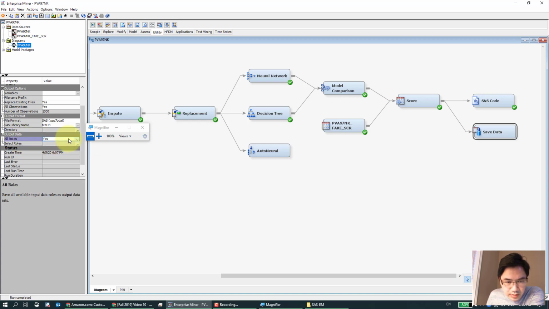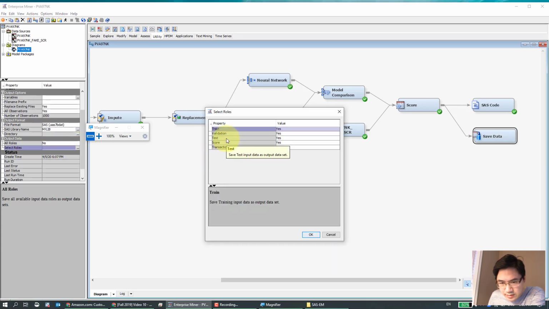Output data, do you want to output all rows? Yes, it will output all the data set, including the train, validation, and score data set. Or you can specify a specific row of the data set, other than train. I don't have a test set, so changing this will not matter. Transaction, I don't have a transaction row, so changing this will not make any change. But score data set, I do want to export and save, so I confirm this is yes. Even though I have the validation partition, it's technically still under the train row of the data source. So make sure you select no for train. Then anything other than the score data set will not be exported.